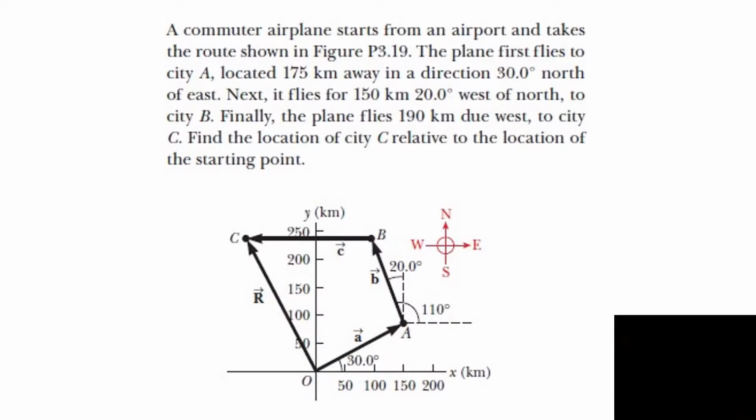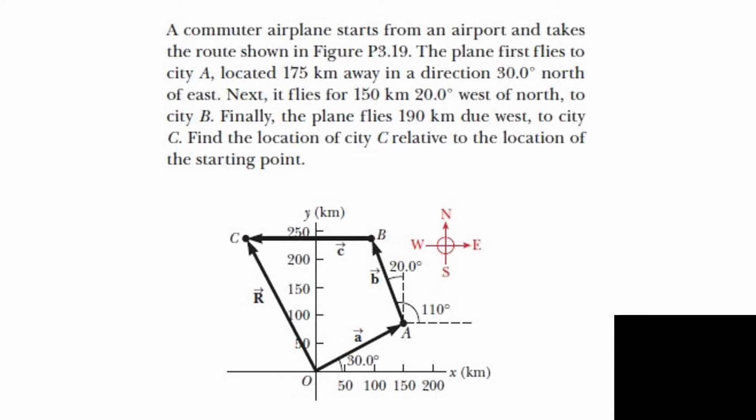Vectors. Example 2. A commuter airplane starts from an airport and takes the route shown in the figure below. The plane first flies to city A, located 175 kilometers away in a direction 30 degrees north of east. Next, it flies for 150 kilometers, 20 degrees west of north to city B.